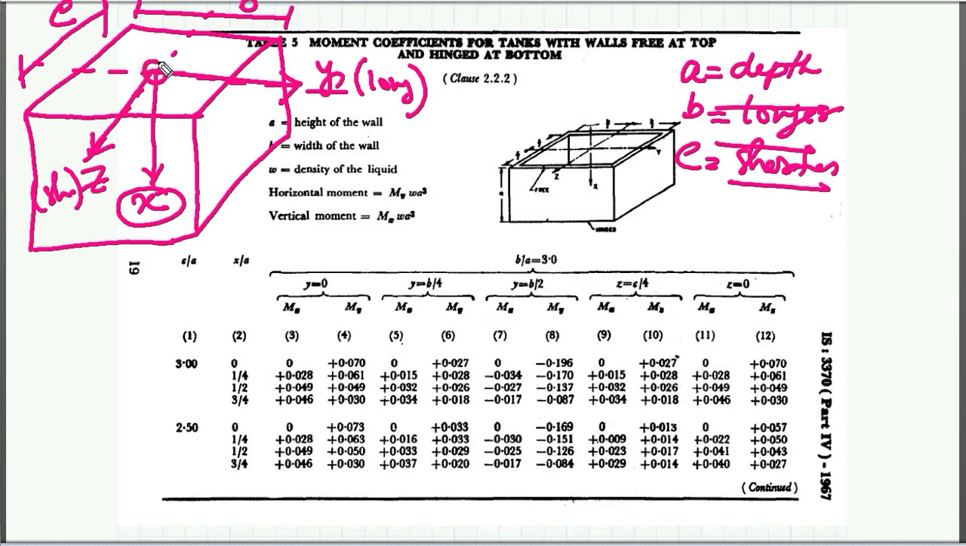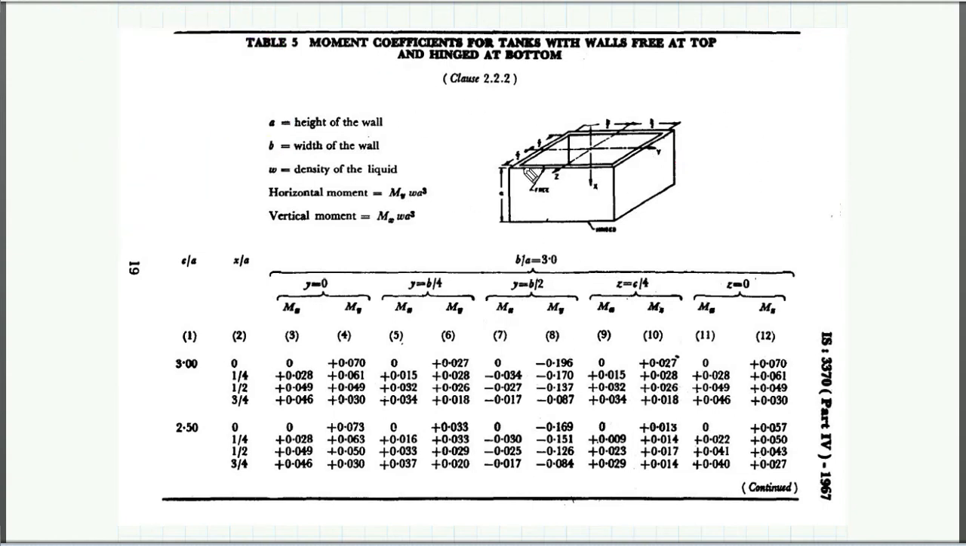And where is the origin? Origin is at the midpoint of the whole water tank. From here to here, this distance is c by 2, and from here to here, this is b by 2. Like this, the whole table is formed. So you just take care of this particular notation while looking into this table.